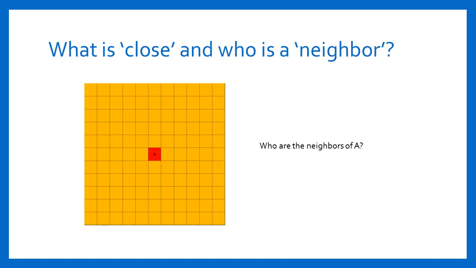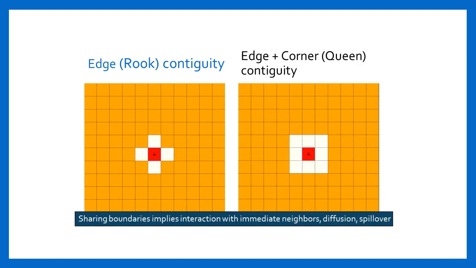We're going to do that by defining neighbors. So this is a grid, a fake world in which everybody aligns on a grid, and I've got an observation at point A, and I'm interested in who are the neighbors. And there's a number of ways I could think about who are the neighbors of A. Here's the rook and queen in the chess idea, rook and queen contiguity matrix. This is a definition of neighbors that says that sharing boundaries implies interaction.